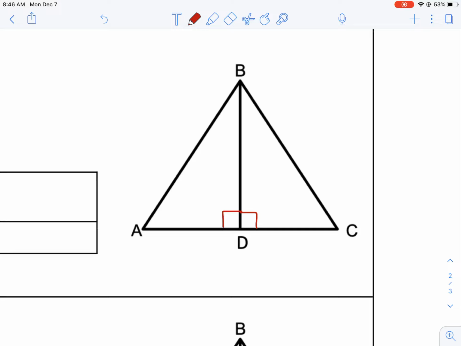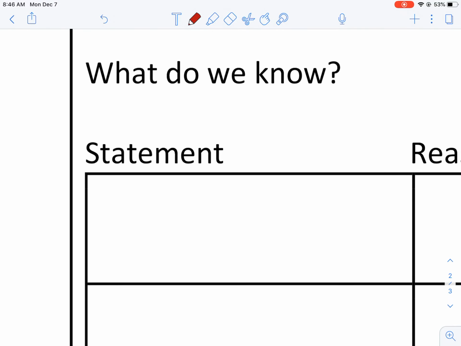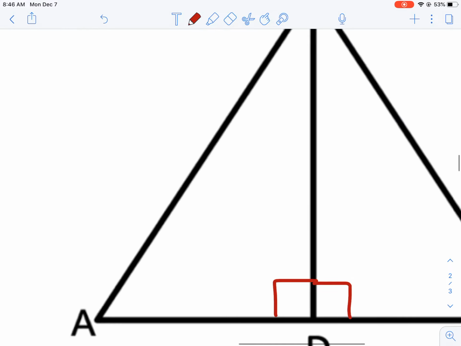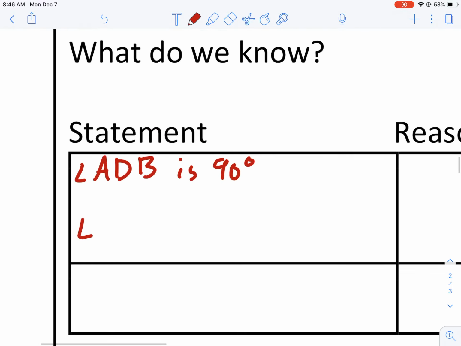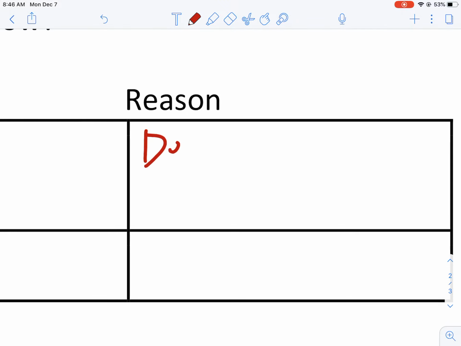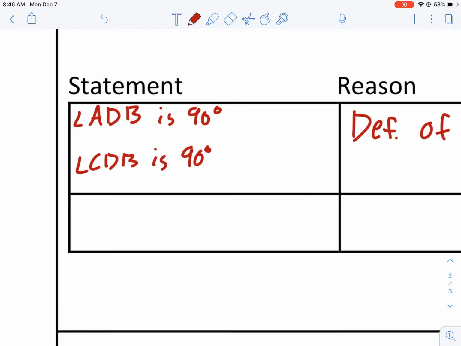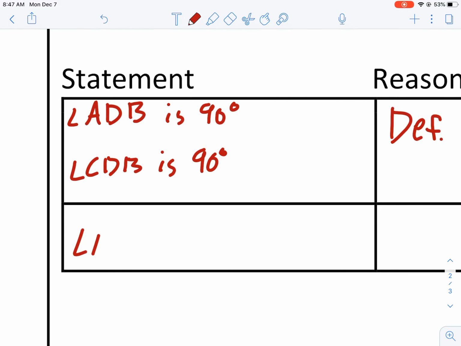So we know that angle ADB is 90 degrees, and we know angle CDB is 90 degrees. Okay? And that would be definition of perpendicular. And then if we know they're both 90 degrees, they have to be the same. Okay? So now we know that ADB is congruent to CDB.